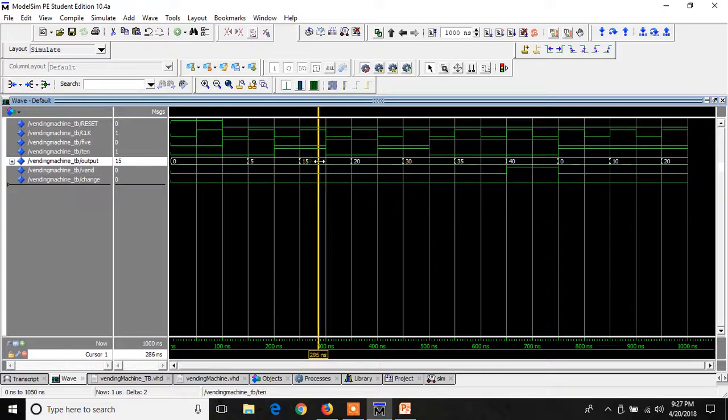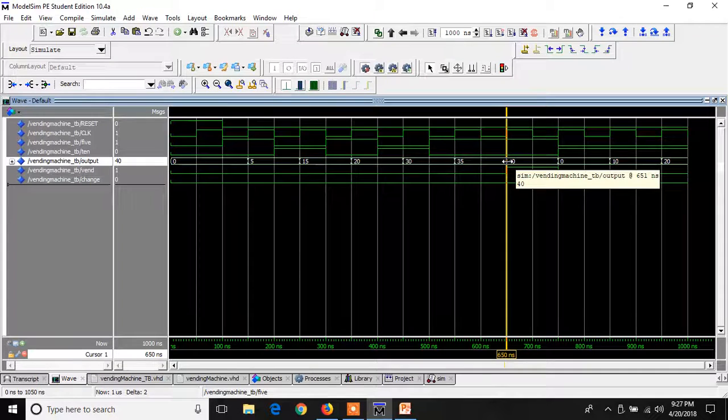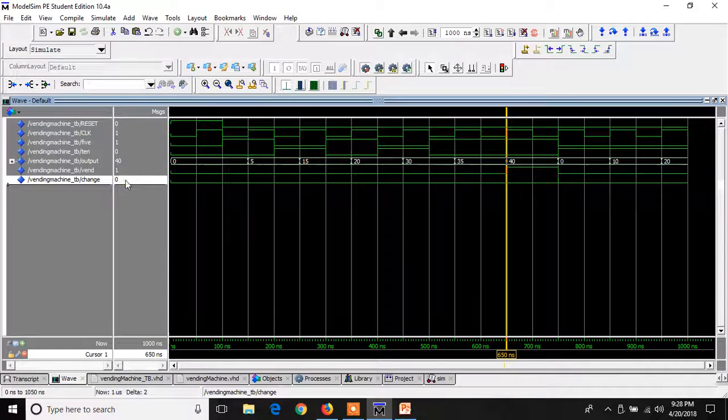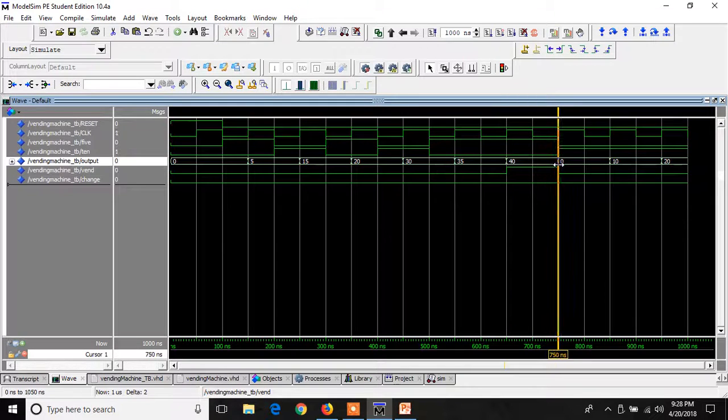And then after that, a nickel is inserted right here, and 15 plus 5 goes to 20, and then after the 20 state it goes to 30 because a dime is inserted, and then a nickel is inserted again, goes to 35, and then another nickel is inserted, and that's 40 cents even. So vend equals 1 but change is 0 because the machine does not owe any change back, so only vend becomes 1, and after that the state goes back to 0 and the loop starts all over again.